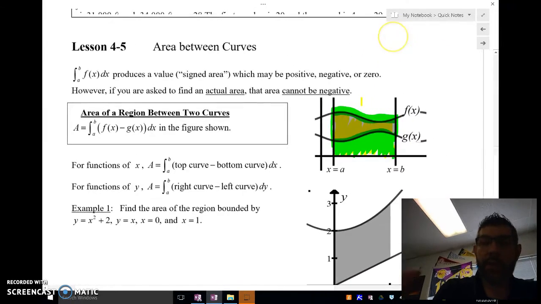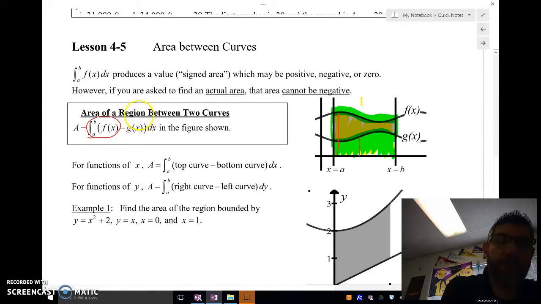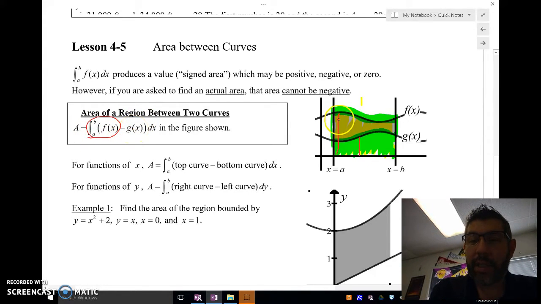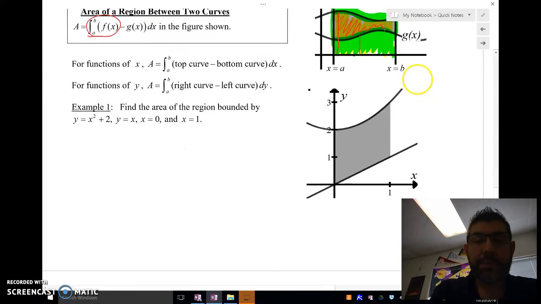Okay, so I have this area here, the long one, which is the integral from a to b of f of x, and we're going to subtract the integral from a to b of g of x, and that's going to give us the area in between. All right, simple as that.